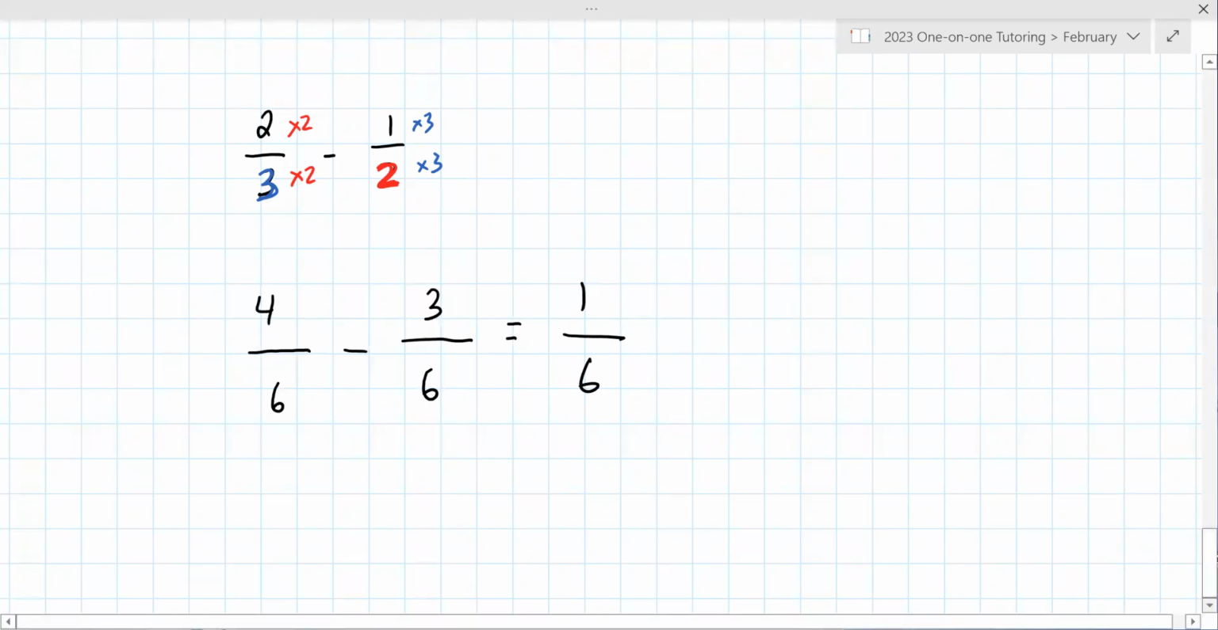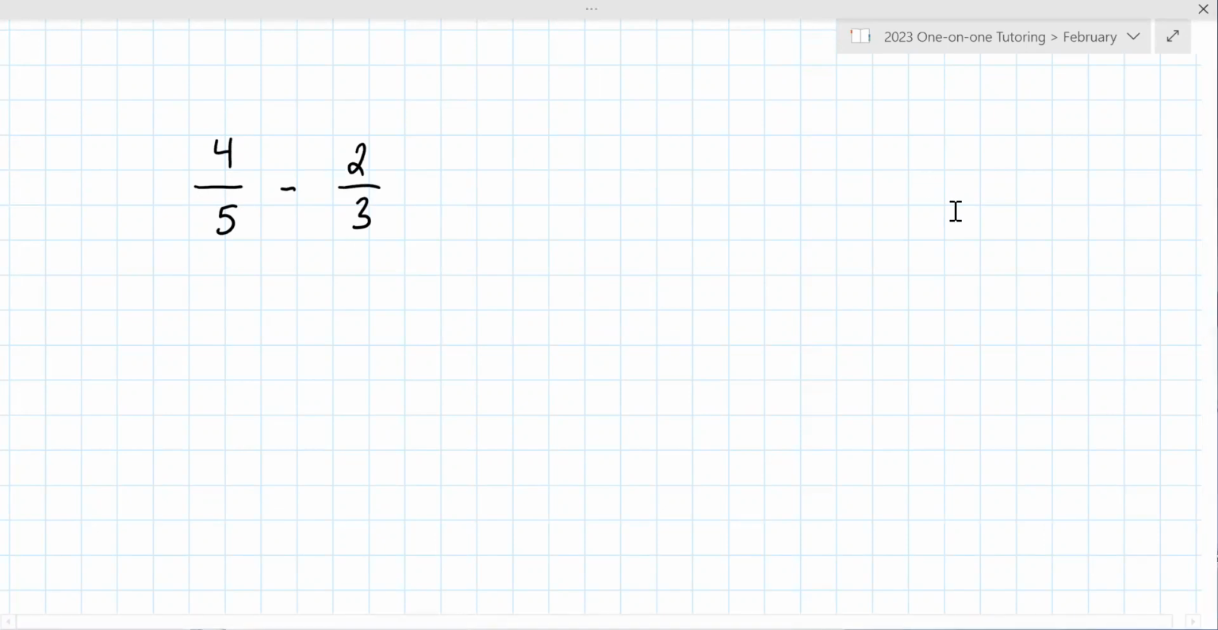Okay, so now let's make these a little bit harder here. Let's go 4/5 minus 2/3. Go ahead and try this one on your own and let me know what you come up with. I'm going to do a quick search for some more practice problems.